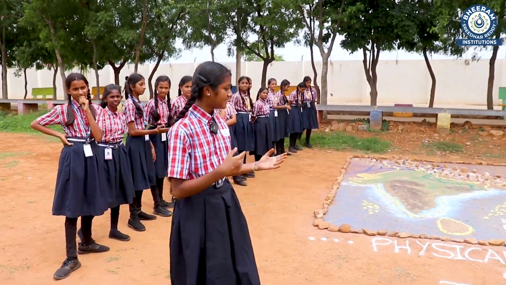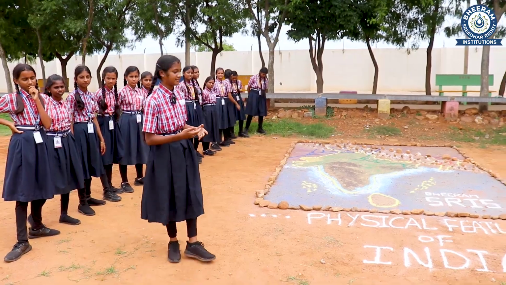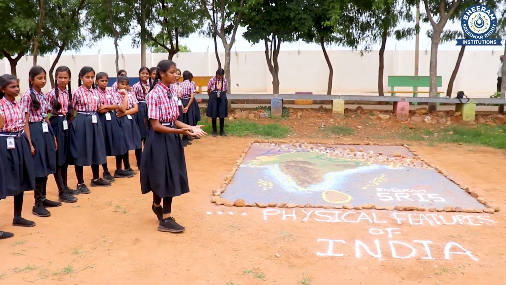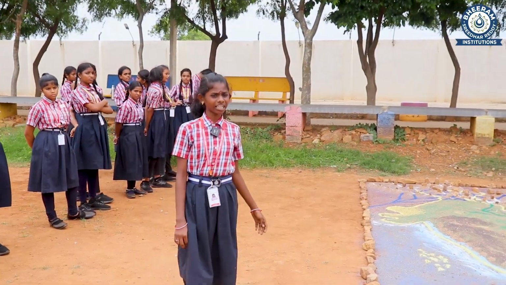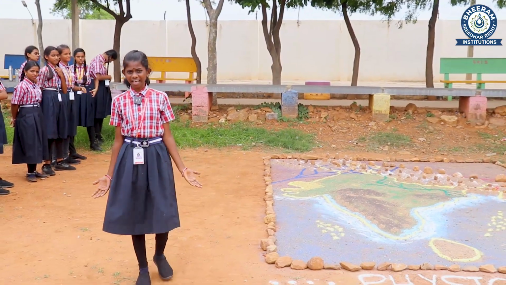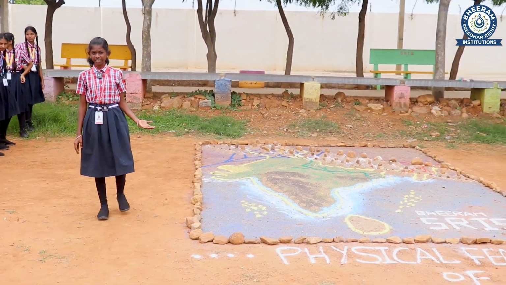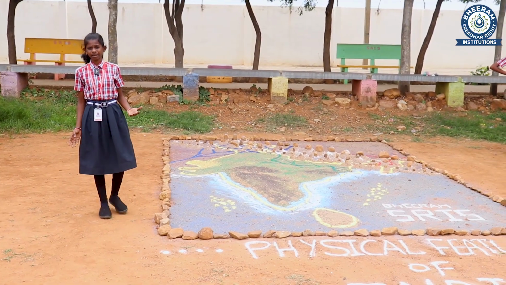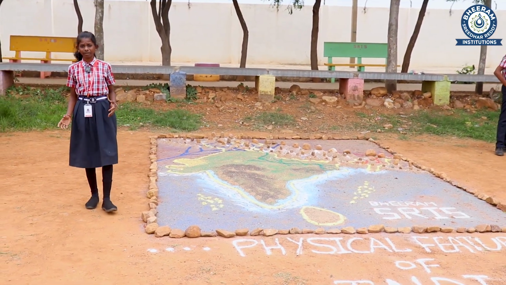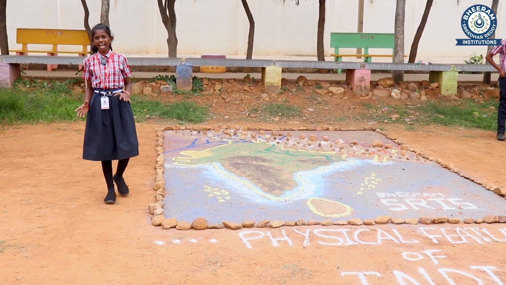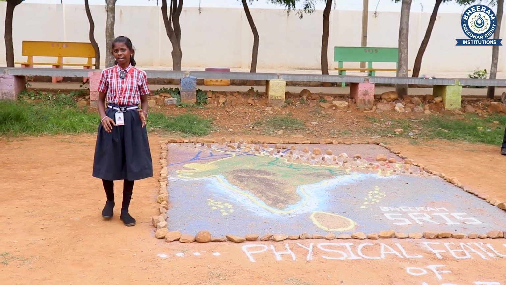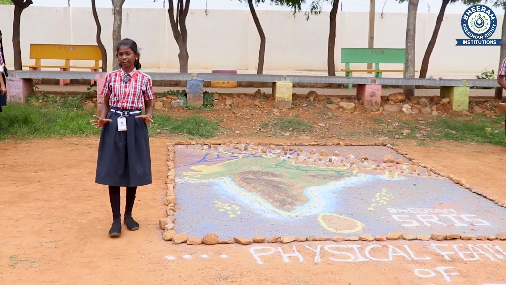We are gathered here to present our lesson about the physical features of India. First, let me explain about our country. India is a vast country. It is a land of various cultures and rich in heritage. It is the seventh largest country by area and second most populous globally. India has various kinds of landforms with beautiful and wonderful views.